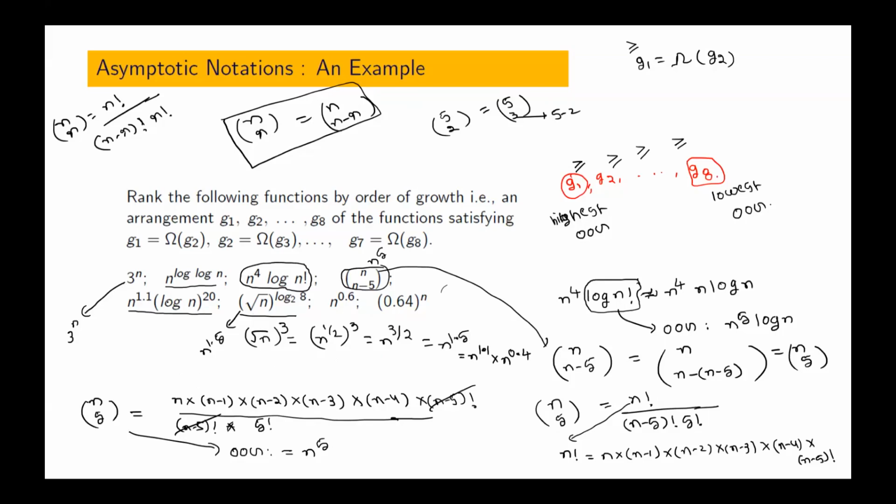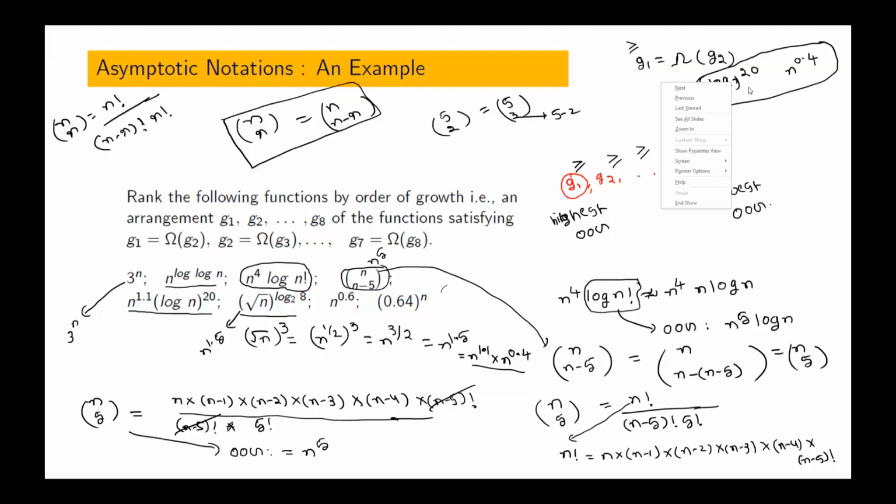Now, if we compare both, n power 1.1 on both sides, neglect it. Now, what remains? One side we have log n whole power 20. Other side we have n power 0.4. Out of this, which is smaller? One side log n whole power 20, other side n power 0.4. Which is smaller?